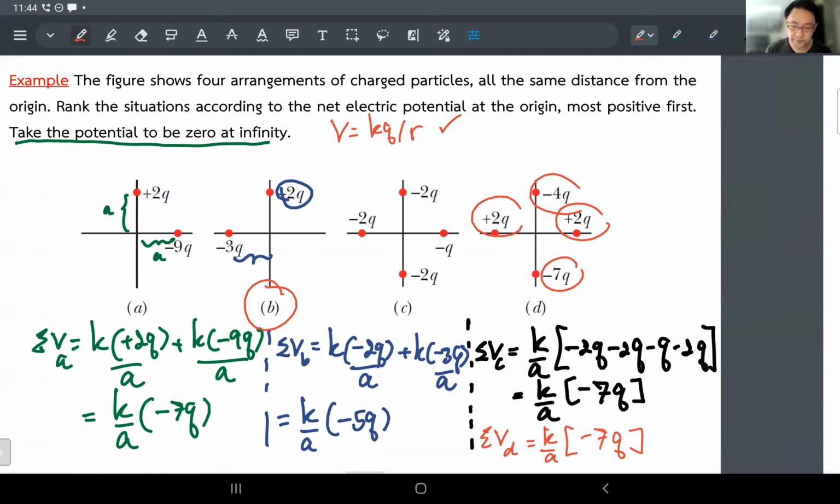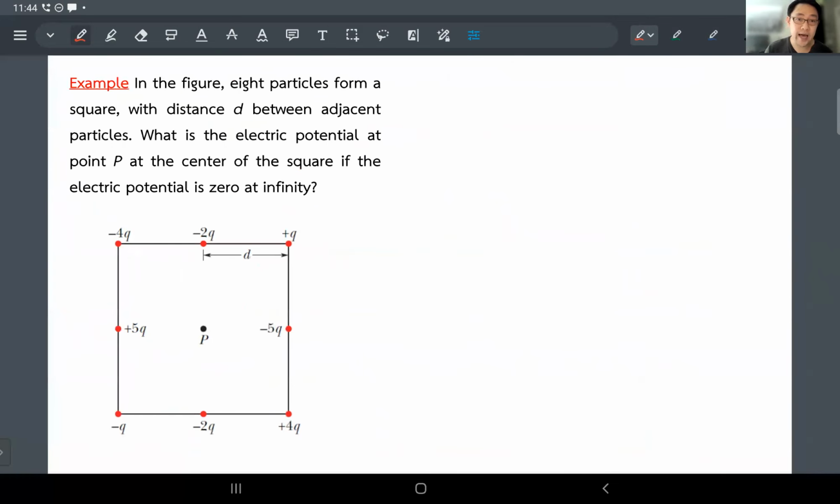Okay, one more time. So we're going to take this one as our last example. You can see that now you are given a distribution of point charges. So imagine in your head, you're probably going to end up using the KQ over R relationship for sure. In the figure, 8 particles form a square with distance d between adjacent particles. What is the electric potential at point P, which is the center of the square? Once again, potential is 0 at infinity. So you already get a ticket to use this formula right here, KQ over R. Guys, go ahead. Shall we?